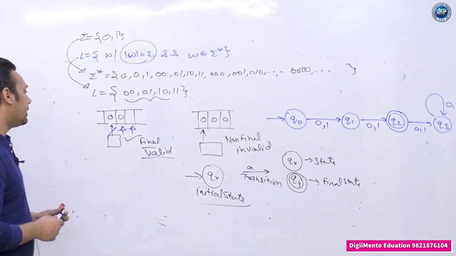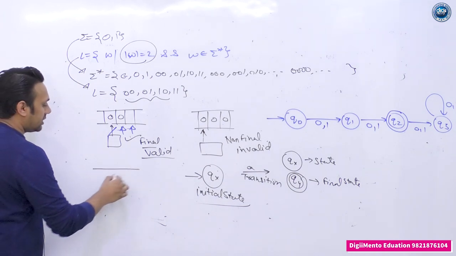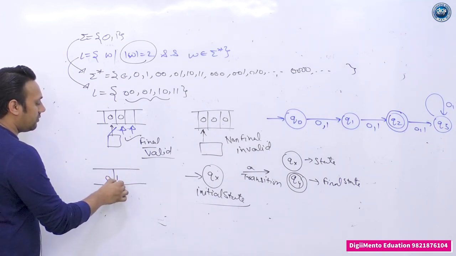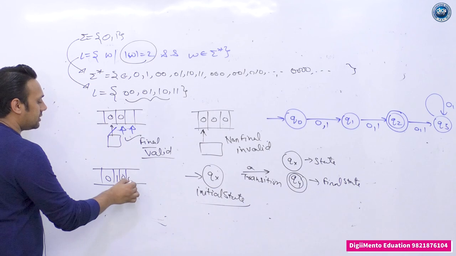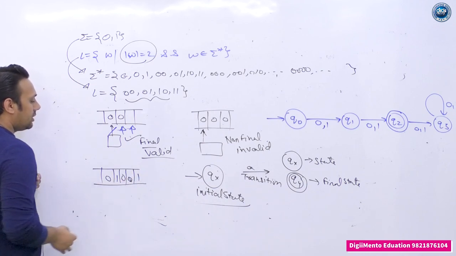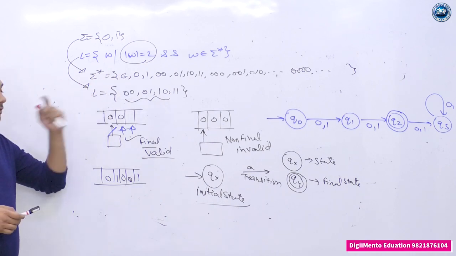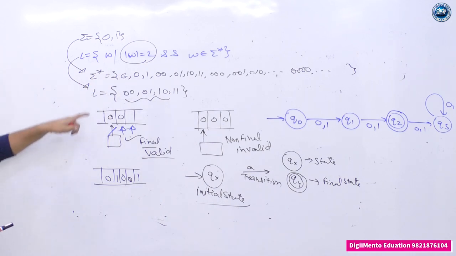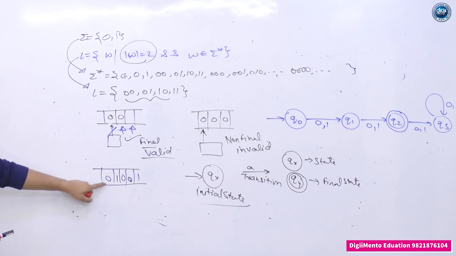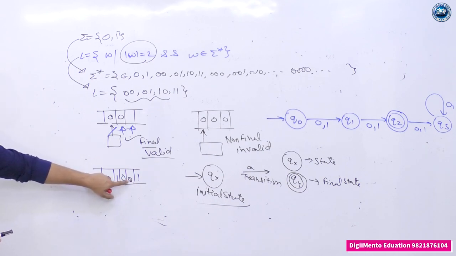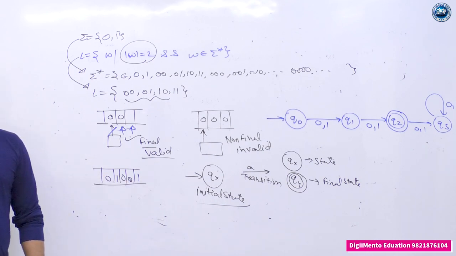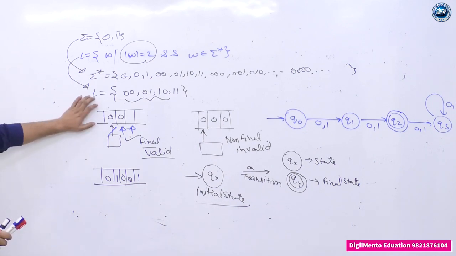Okay, now let us assume that we have a string here which is 0, 1, 0, 0 and 1. Now you can see this string is not present in this language L. What is the length of the string? It is 0, 1, 2, 3 and 4. So the length of the string is 4, and this language only contains strings of length 2.